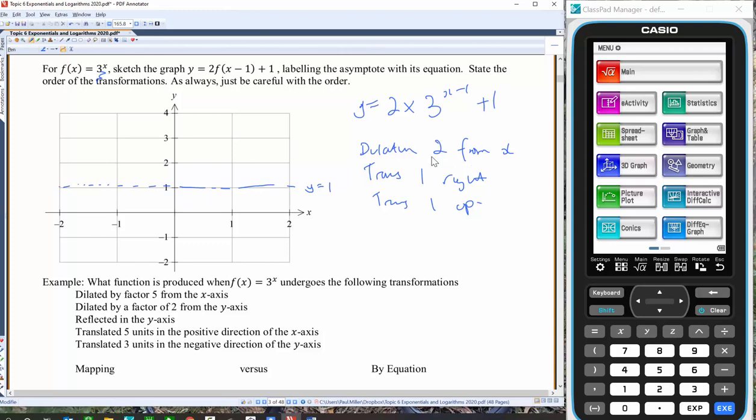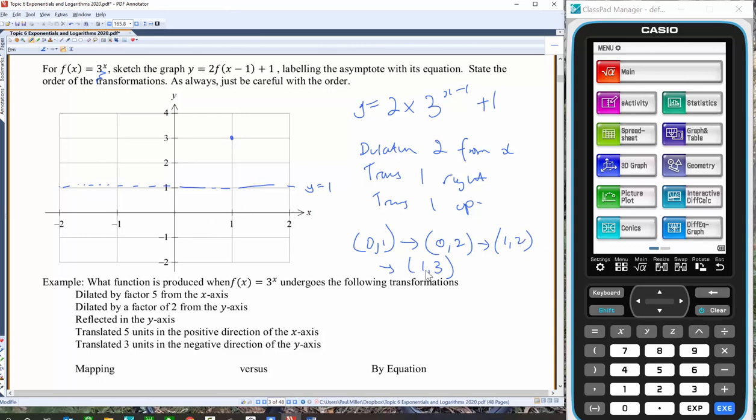Then I do the y-intercept. So (0, 1) was the original y-intercept of 3 to the x. Dilation by 2 from x changes y, so (0, 2). 1 right is going to be (1, 2), 1 up is going to be (1, 3). There it is there. Now let's just double check that.